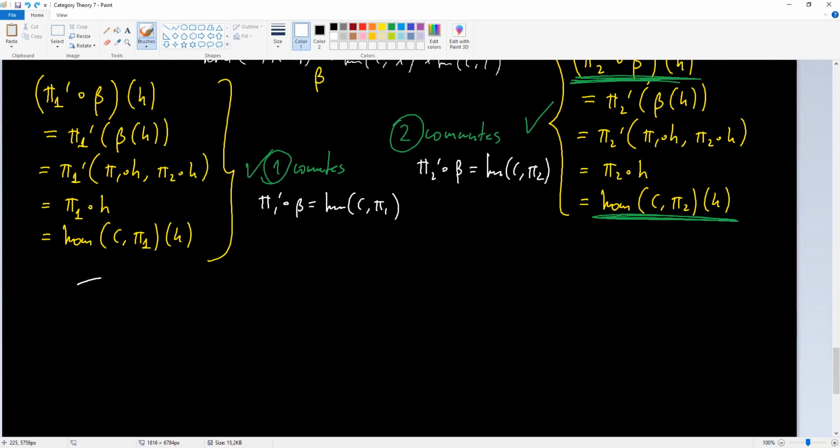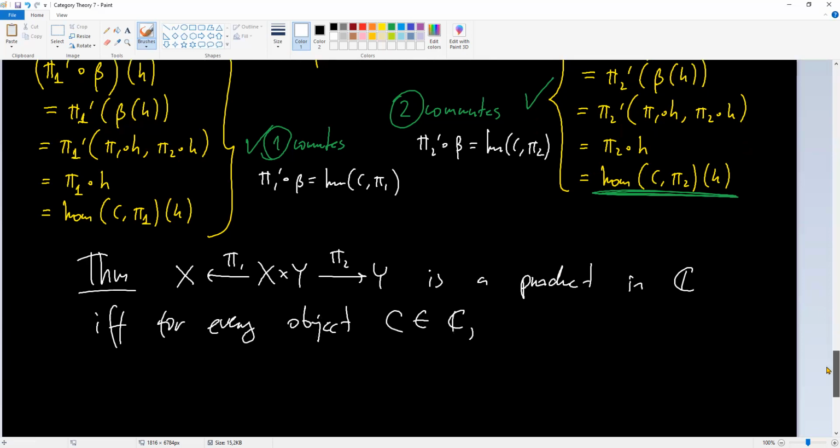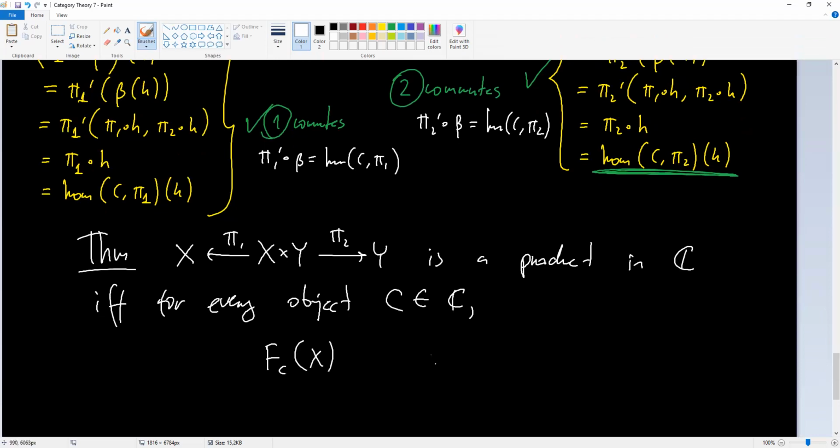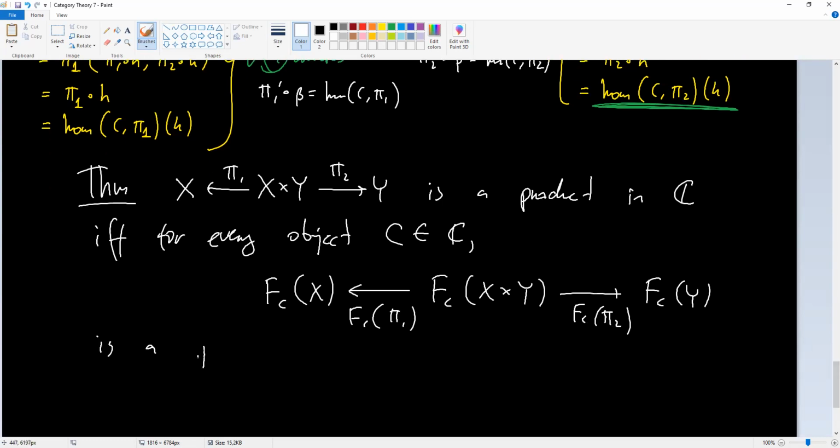So we get this little theorem that a diagram like this is a product in the category C if and only if for every object C in the category C, the corresponding diagram, FC applied to X, FC applied to X cross Y, and FC applied to Y, with the projections being FC applied to pi 1 and FC applied to pi 2, is a product in the category of sets.